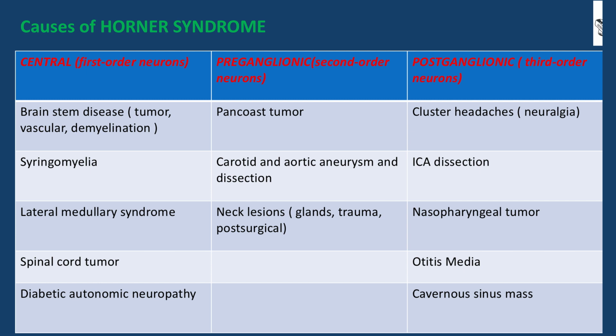In the first-order neurons, there is brainstem disease due to tumor, vascular, demyelination, syringomyelia, lateral medullary syndrome, spinal cord tumor, and diabetic autonomic neuropathy. In second-order neurons could be due to Pancoast tumor, carotid and aortic aneurysm and dissection, and neck lesions due to glands, trauma or post-surgical. Third-order neurons, there is cluster headache, neuralgia, ICA dissection, nasopharyngeal tumor, otitis media, and cavernous sinus mass.